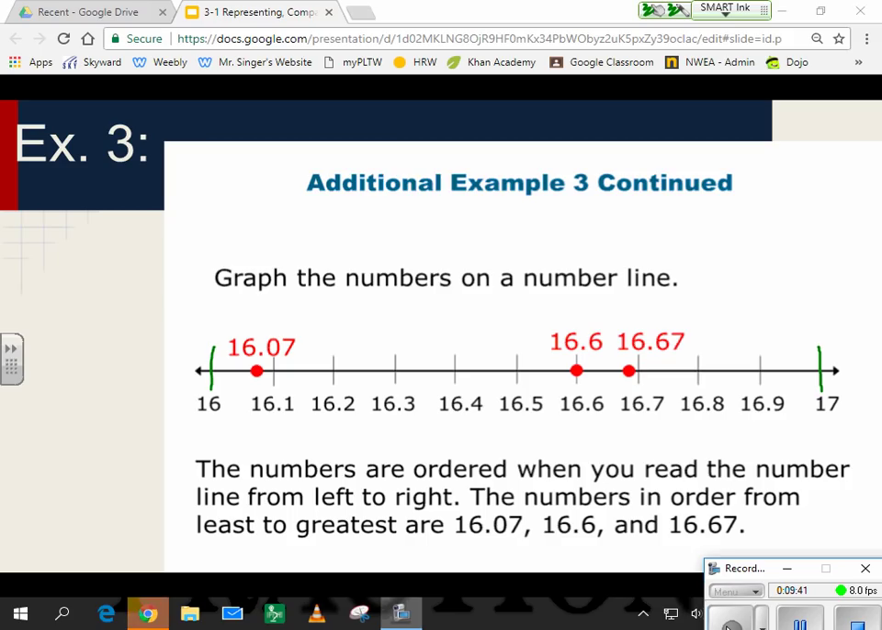As you can see here, we have numbers all between 16 and 17. And by adding these extra dashes, we now put them into tenths, 16.1, 16.2, 16.3, and so on. From here, you can start to categorize where those numbers are, and you can easily see that 16.07 is the least and 16.67 is the greatest.